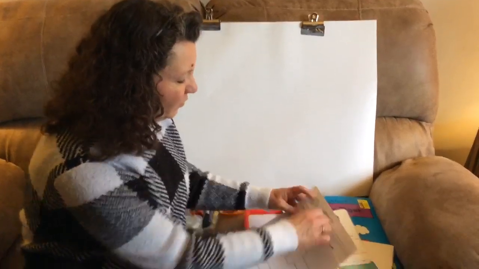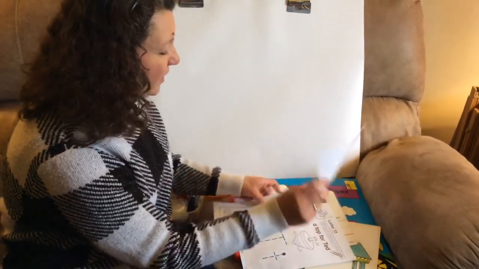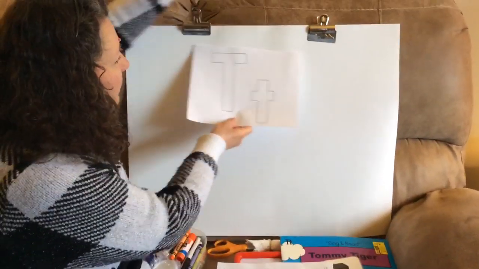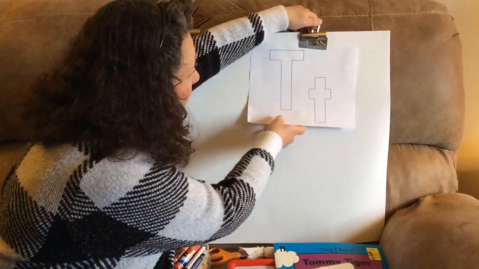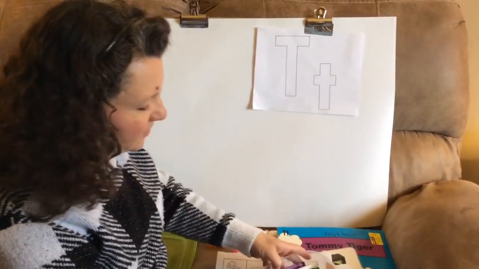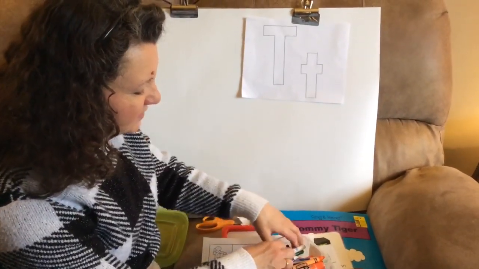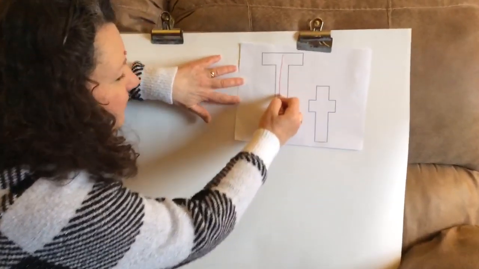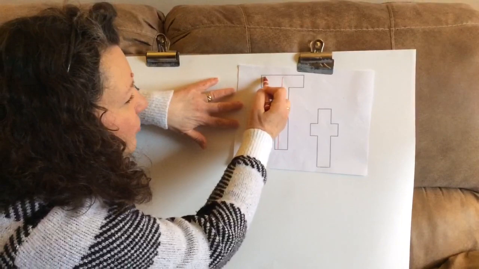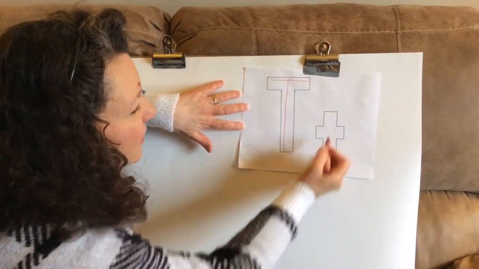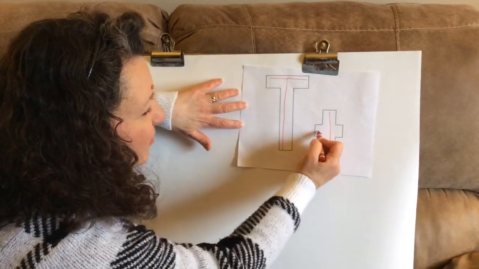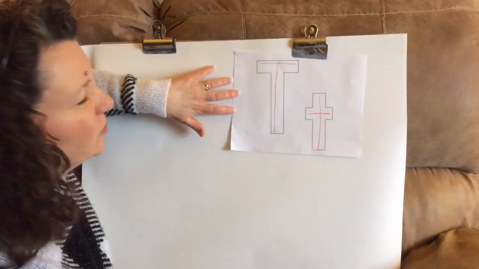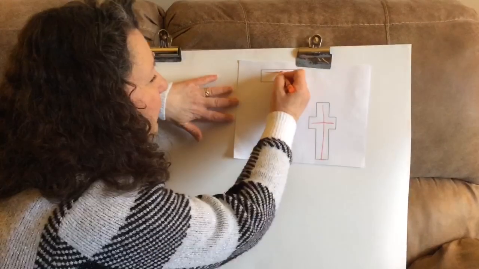On this paper, we have our capital T, or uppercase, and our lowercase t. Okay, so what we're going to do is you can either color it, or you can paint it, or you can do a rainbow trace. Okay, I'm going to use my different colors here. We're going to go straight down, and then across the top. Okay, straight down and across in here. So you can do a rainbow trace, or you can color it, or you could paint it. You can make it however you want to make it.